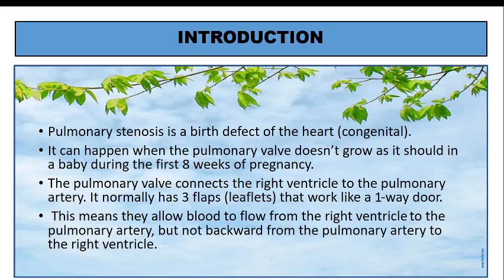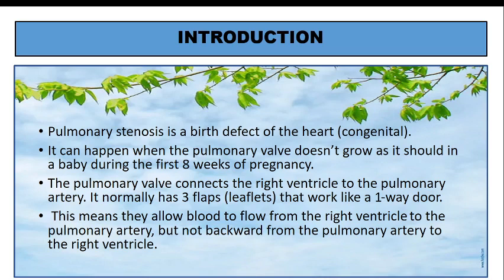It can happen when the pulmonary valve doesn't grow as it should in a baby during the first 8 weeks of pregnancy. The pulmonary valve, what does it do? We know that it connects the right ventricle to the pulmonary artery, and it has normally three flaps, that is leaflets, that work like a one-way door. This means they allow the blood to flow from the right ventricle to the pulmonary artery, but not backward from the pulmonary artery into the right ventricle.